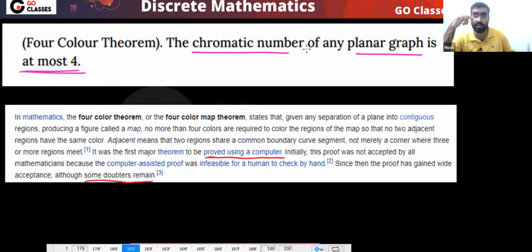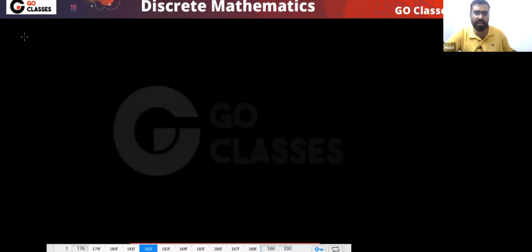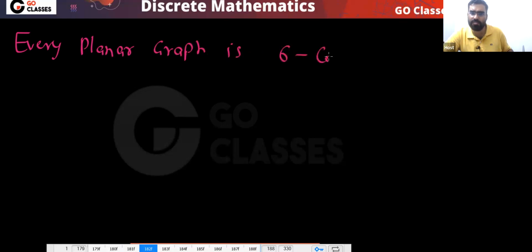Four color theorem means the chromatic number of any planar graph is at most 4. Is this clear? So this is your four color theorem. Tell me, is this statement correct? If I say every planar graph is 6 colorable, is this statement true? Of course.